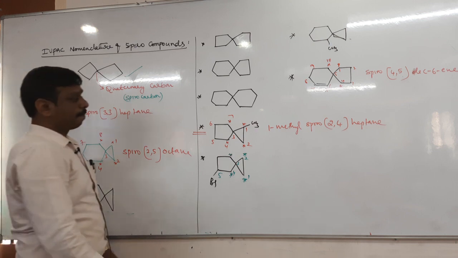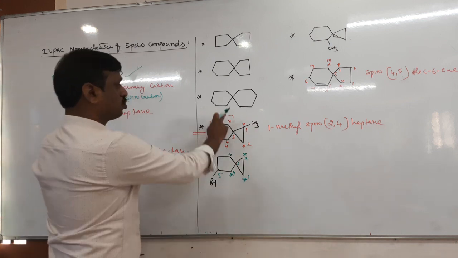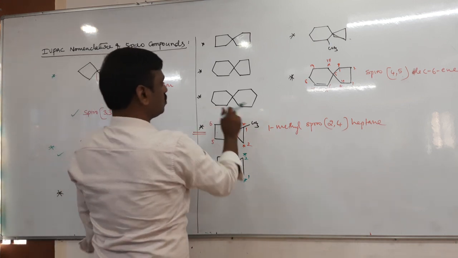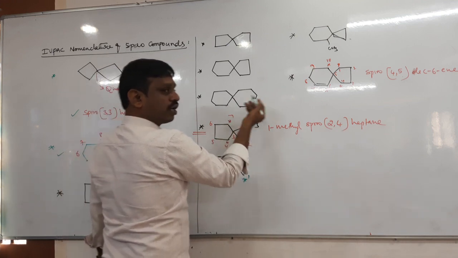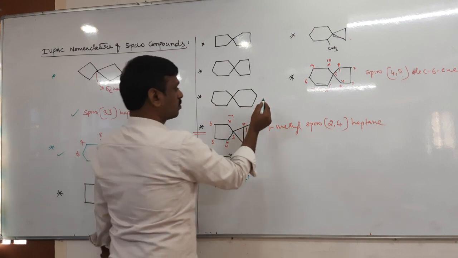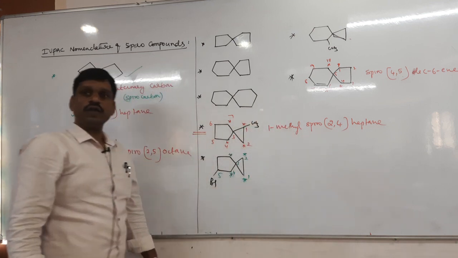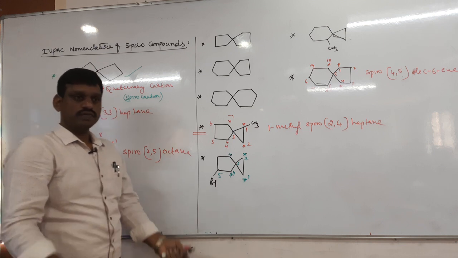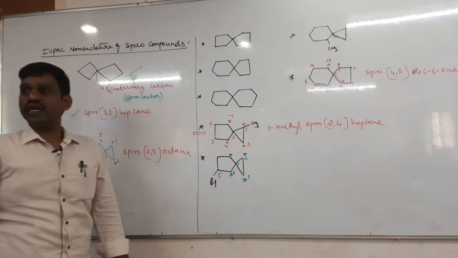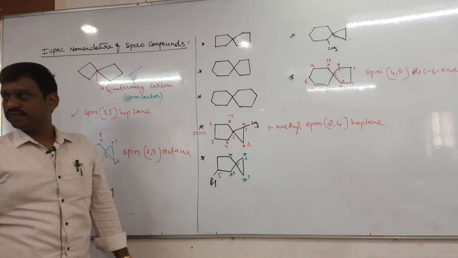Third one. This one. It is spiro, no. Numbering is not required. 11 carbon. What is 11 carbon called? Undecane. Undecane, dodecane, tridecane, tetradecane.